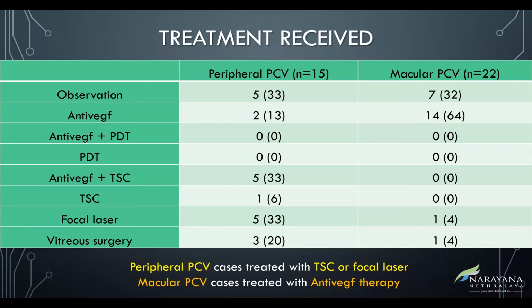Also, the reason that we gave more anti-VEGF in the macular PCV and not in the peripheral group was that in the peripheral group we were aiming to target the polyps directly with laser, since they were in the periphery, so we could do that. The focal laser also was much more in the peripheral group. Correct. Yes, ma'am. What about the vitreous surgeries in peripheral PCV? What were the indications?